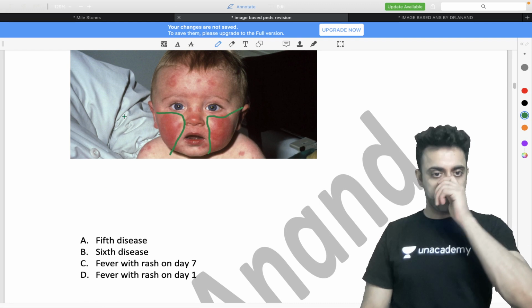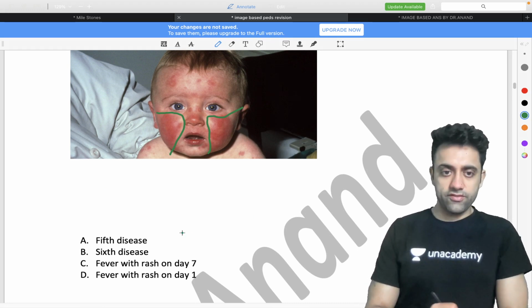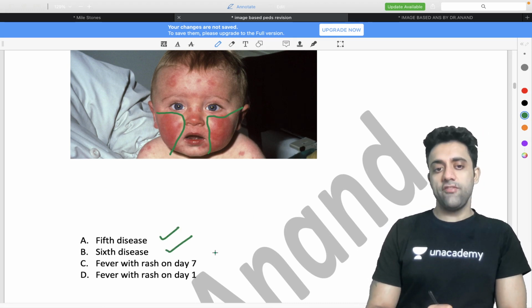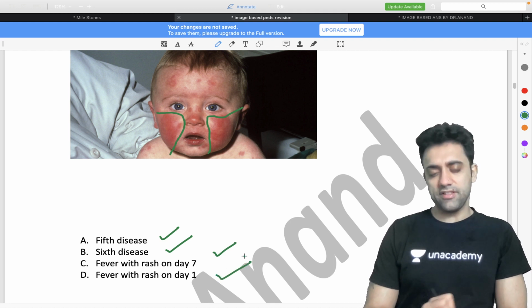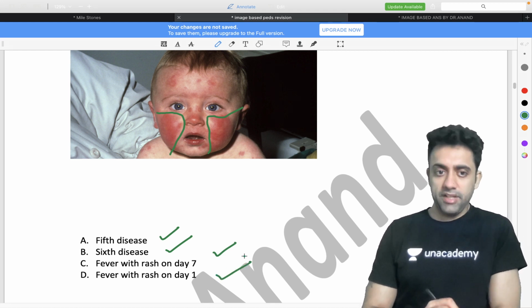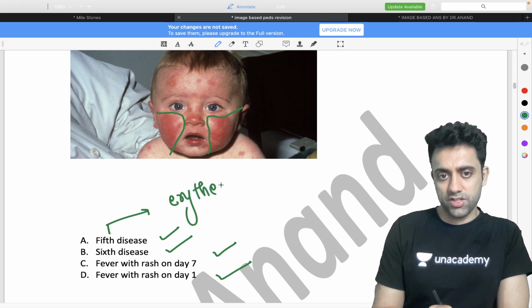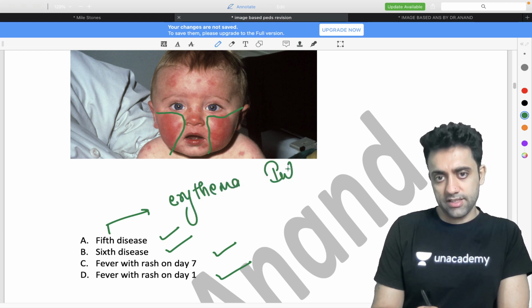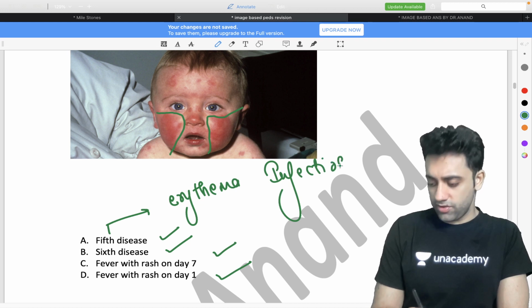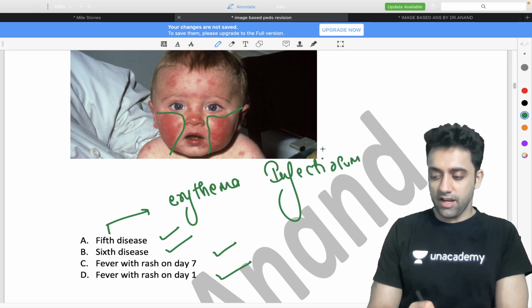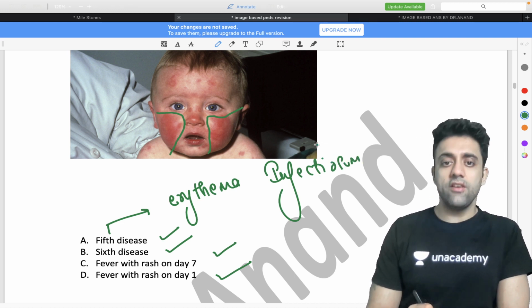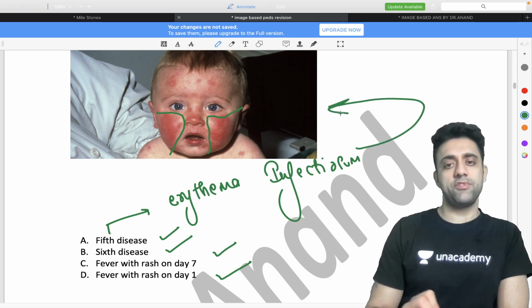Good question. Do you see it in fifth disease, sixth disease, fever with rash on day 7, or fever with rash on day 1? Please remember, fifth disease is nothing but erythema infectiosum, which gives the appearance of slap cheek.